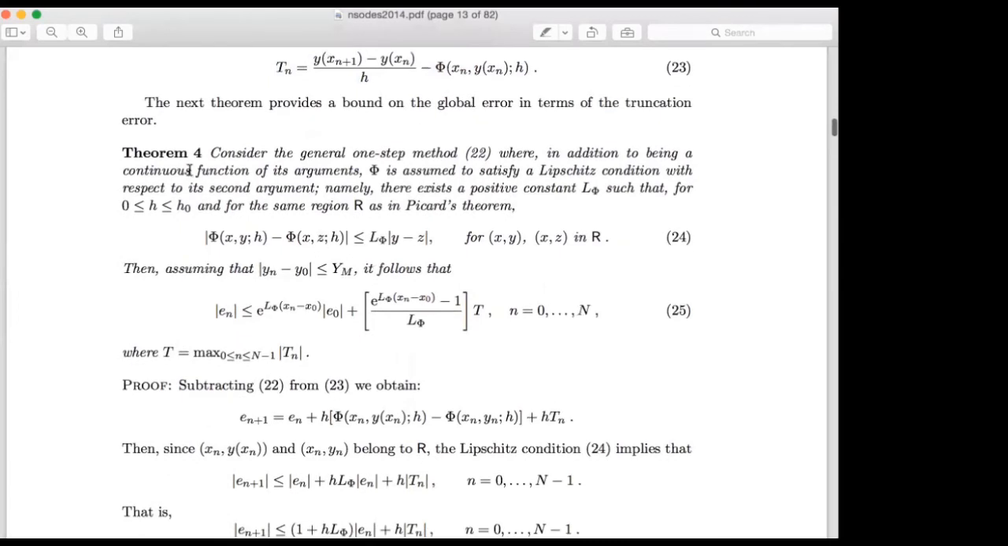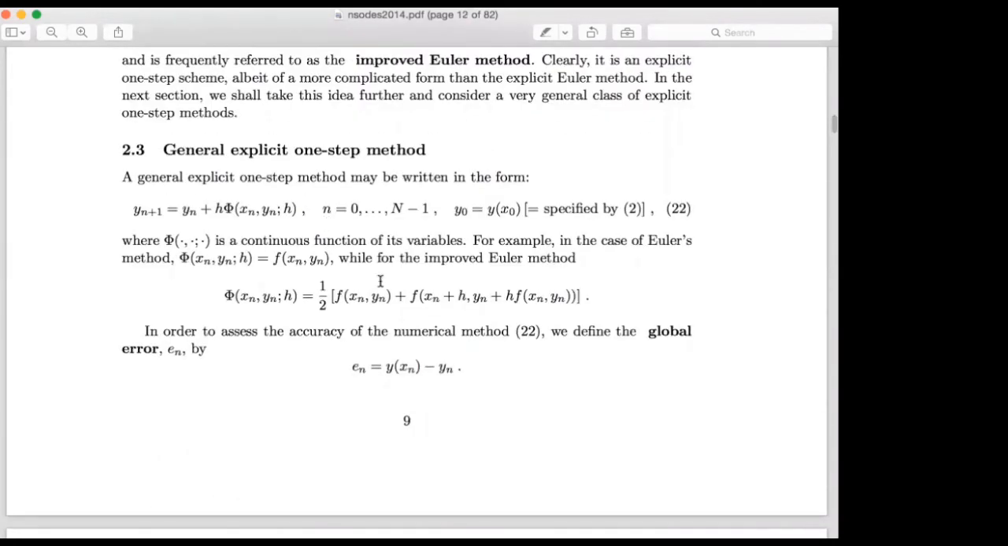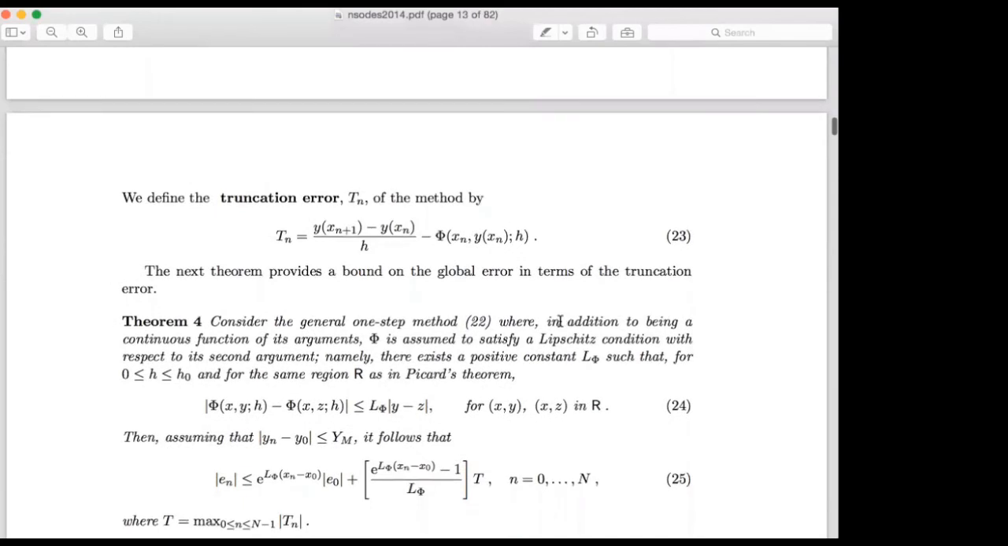Yeah, the answer is this. Consider the general one-step method specified by equation 22, this equation, where in addition to being a continuous function of its arguments, phi is assumed to satisfy a Lipschitz condition with respect to its second argument. So can anybody answer what is the relation between continuity and Lipschitz continuity?